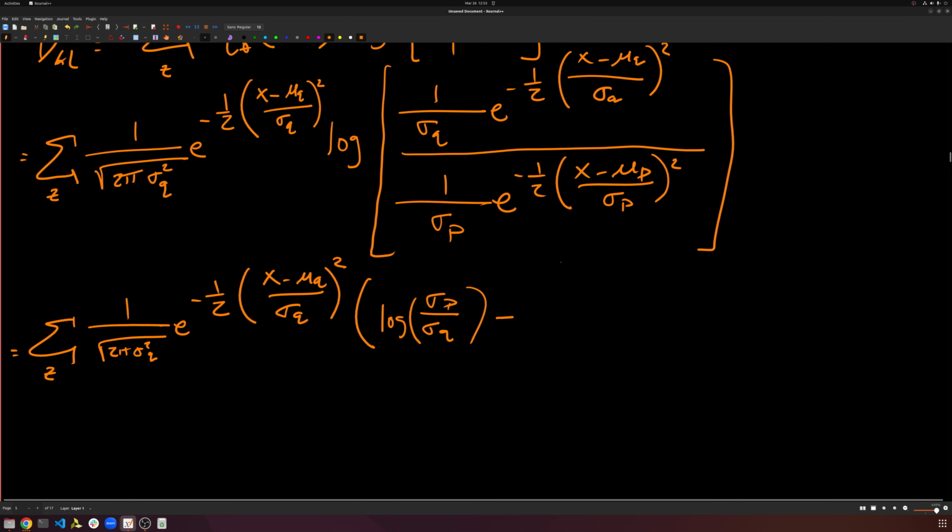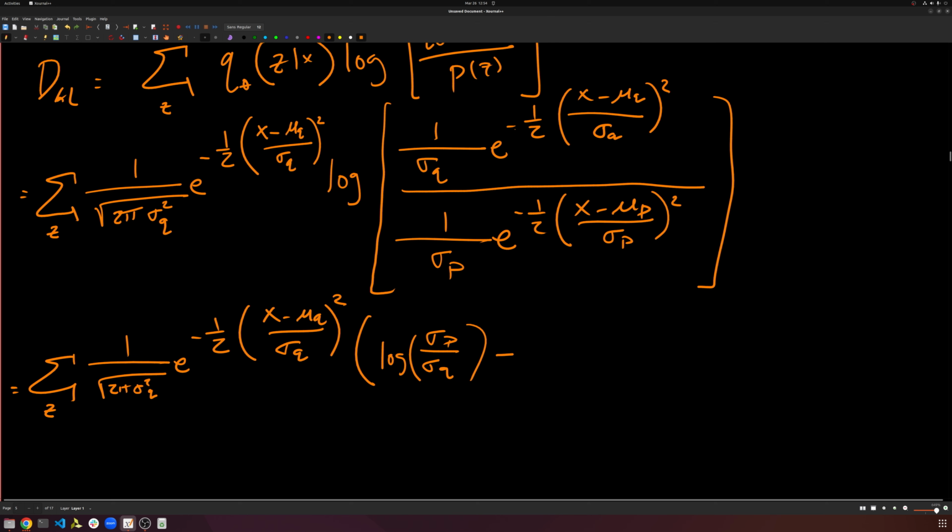Then we're going to do minus. And again, because we're doing log of e to the power something, it's just going to be the exponent. And because we'll have 2 of them, we should be good. So it'll be x minus mu q squared over 2 sigma squared q. So there we go.